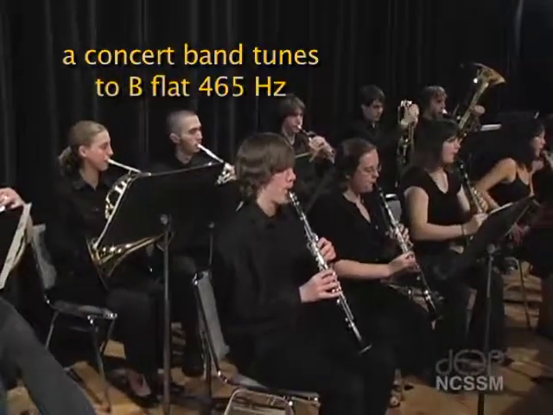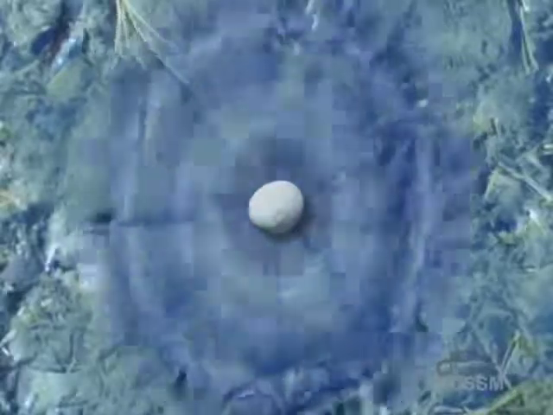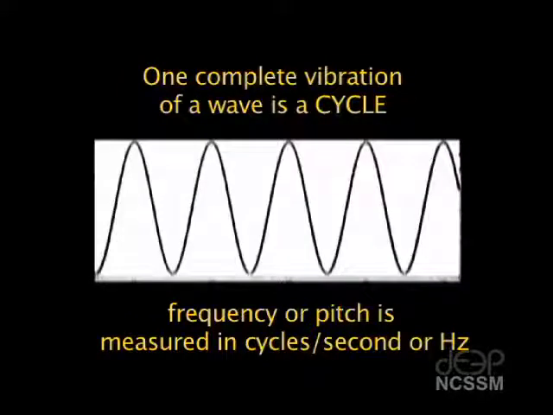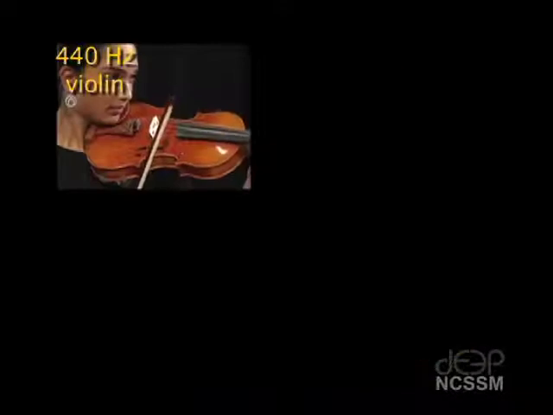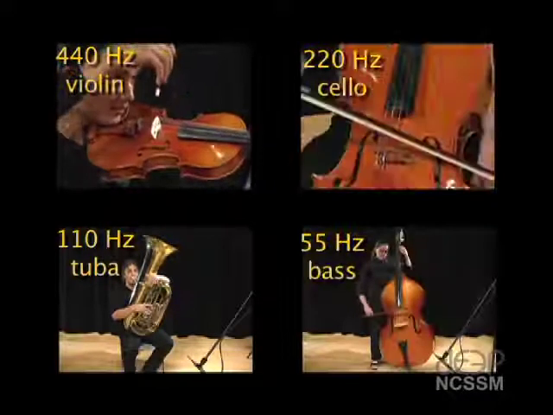Let's review all that we have learned today. First, the sound is created by changes in air pressure. Second, these changes occur in a wave-like motion. Third, faster waves or frequencies represent high pitches. Slower waves or frequencies represent low pitches. Fourth, one complete vibration of a wave is a cycle, and frequency or pitch is measured in cycles per second, or hertz. Finally, octave relationships between pitches are represented by a doubling relationship.